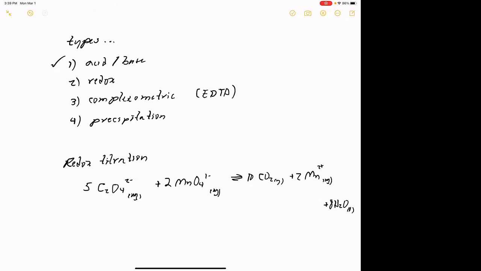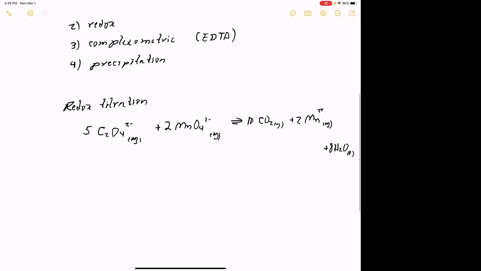Now, let's just say, for example, that the oxalate happens to be our analyte. So we want to know how much oxalate is present in an unknown solution. As a result, the titrant, the thing that we're adding to the analyte, has to be something of known concentration, and that has to be the only other reactant we've got, which is the permanganate. So we'll label that as the titrant.